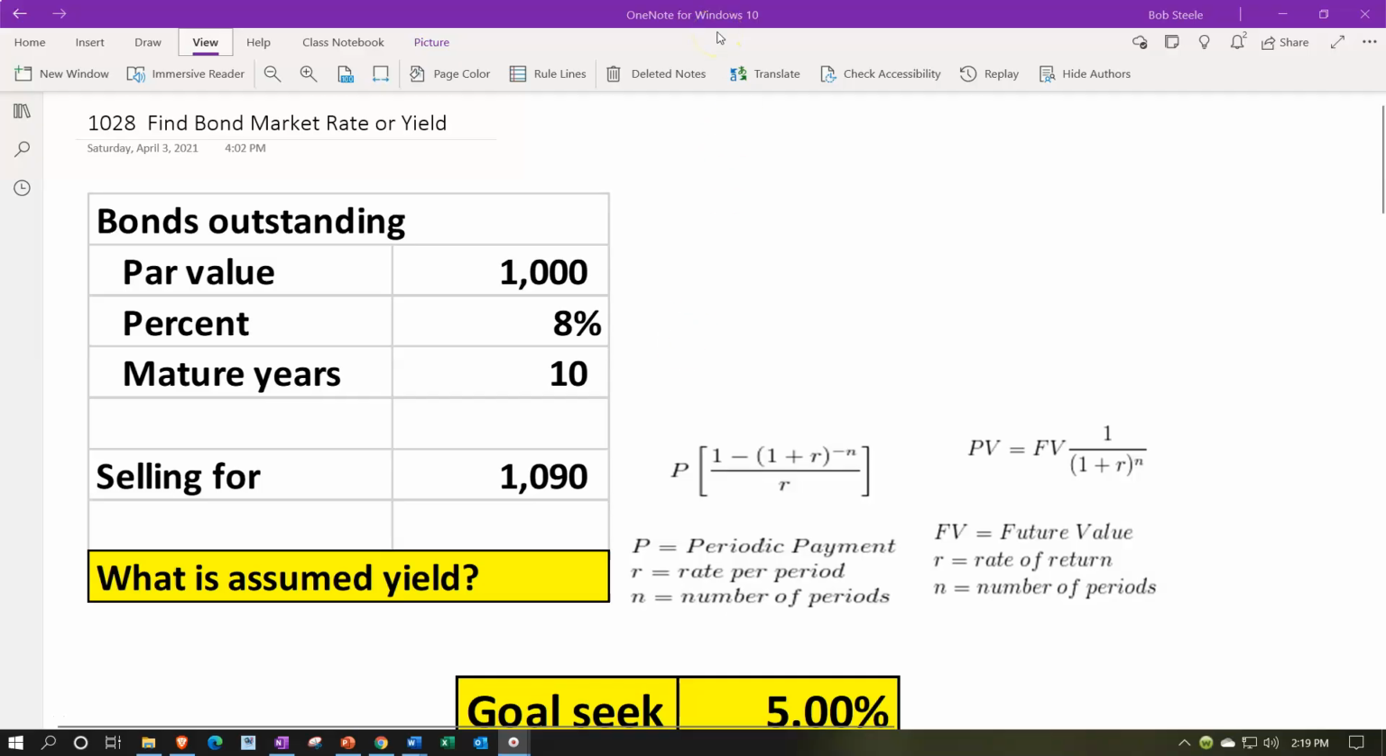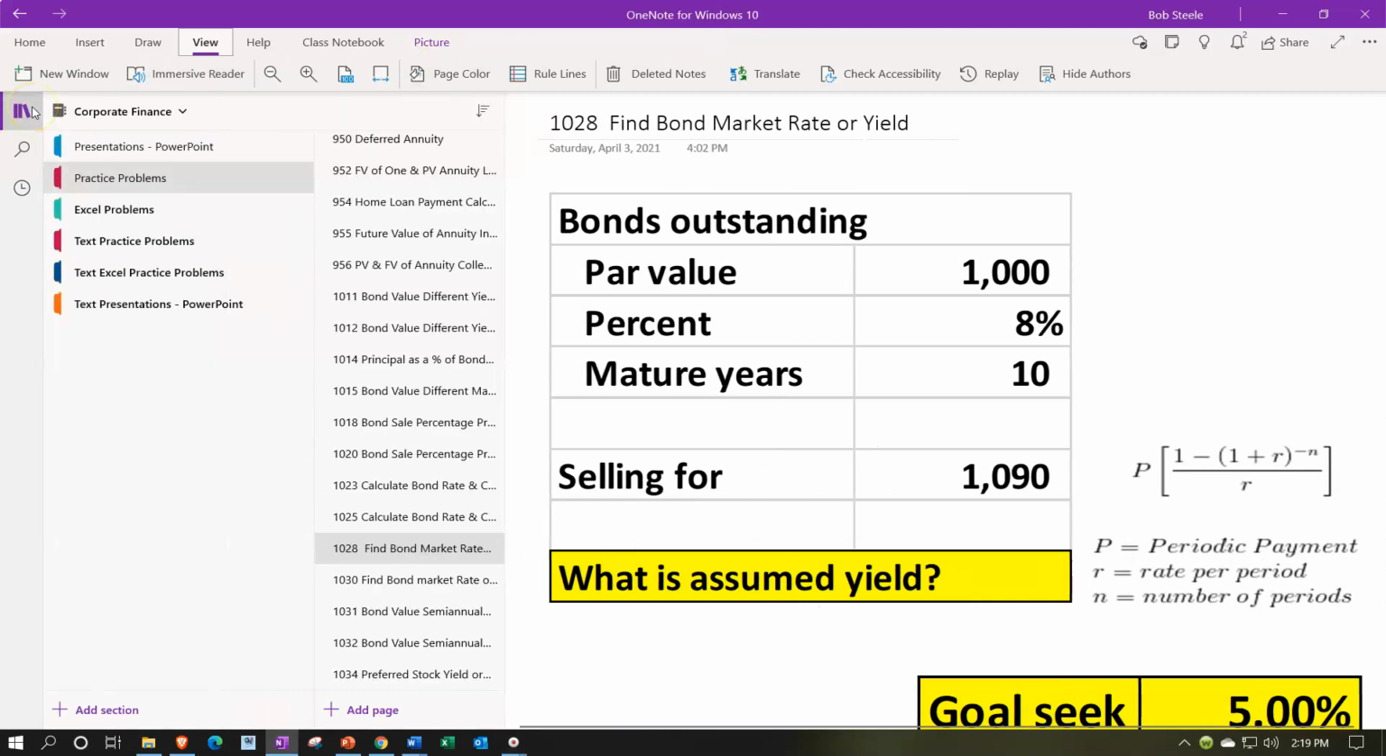If you have access to OneNote and would like to follow along, you're not required to, but if you would like to, we're going to be in the icon on the left-hand side, in the practice problems, down in the 1028 Find Bond Market Rate or Yield tab.